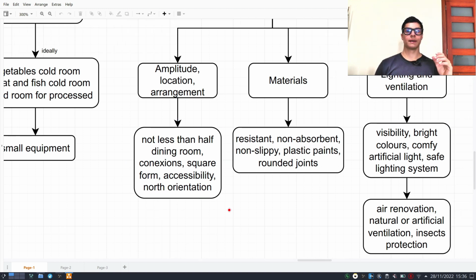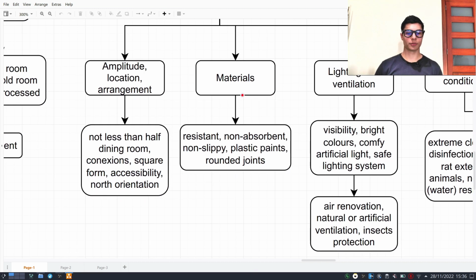This is because the sun will not hit that part of the building, and therefore, as they are already using fire and there is a lot of heat and it's a very warm room, by putting it in north orientation, we prevent the overheating.